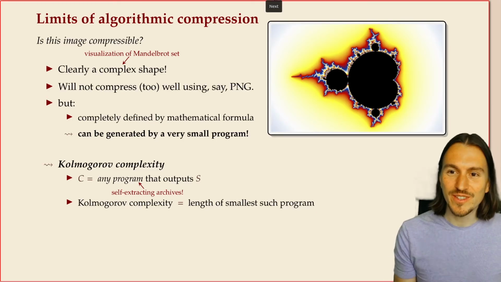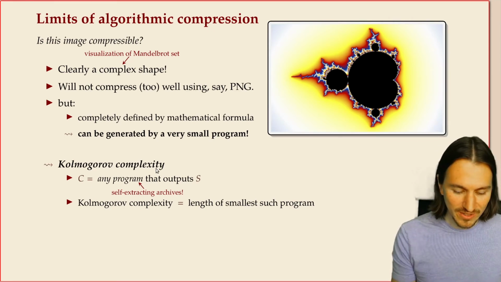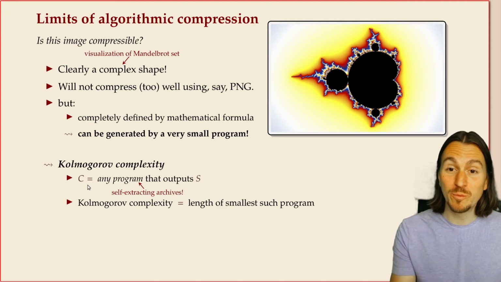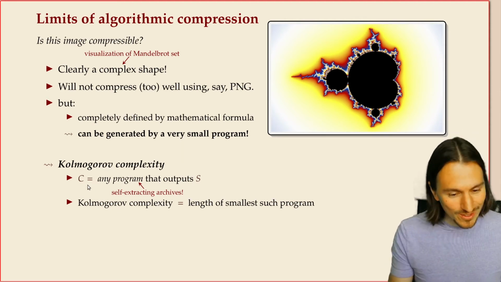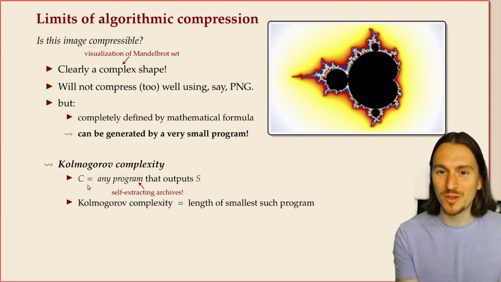And this is the idea behind Kolmogorov complexity. It says the coded text can actually be any program that outputs the source text. So it's say a Java program or a Python program, and you have print statements that output the source text.